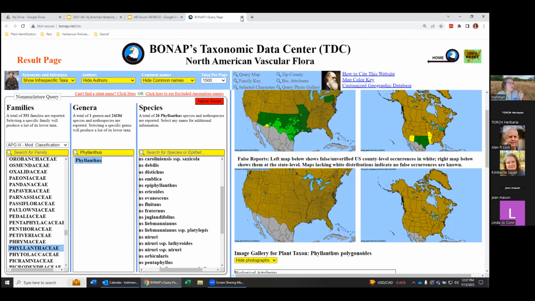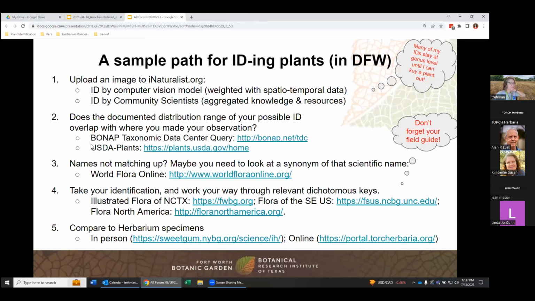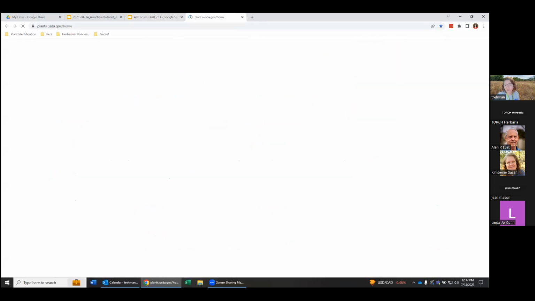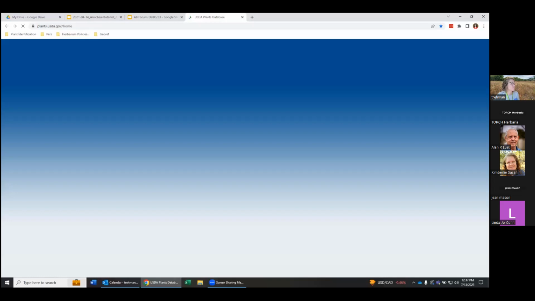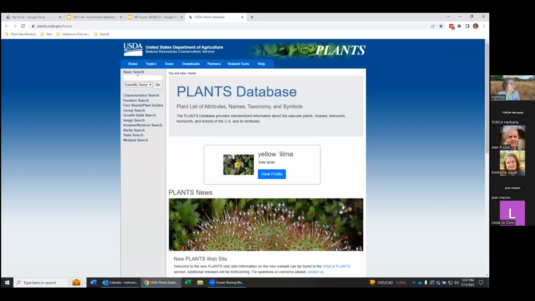So here, that was one resource, and you've got that link in there. One of the other ones that probably is the first one I go to rather than the BONAP webpage is just USDA Plants. So up here, I can search by common name or scientific name.